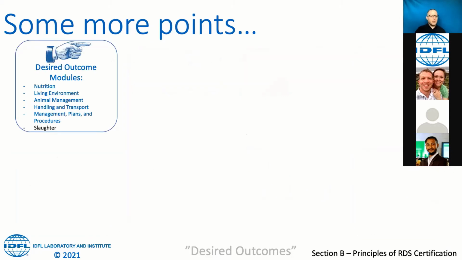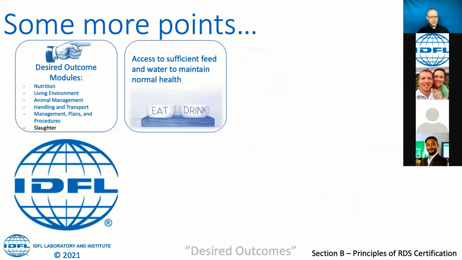As we look at the major desired outcome modules, this is very common with many of the animal standards. It's basically just looking at the nutrition, living environment, animal management, handling and transport, the management plans and procedures, and last of all, the slaughter. So these are each one of the different individual modules that's included.